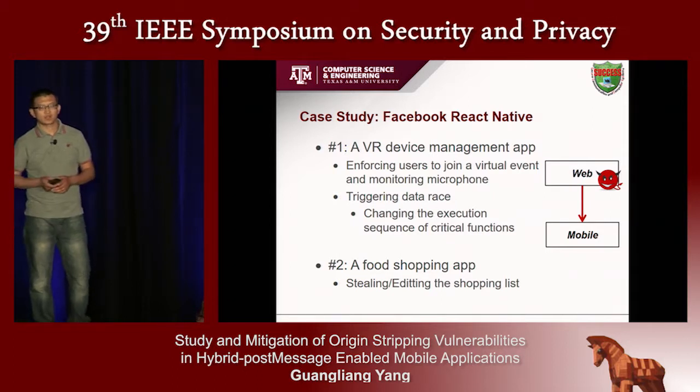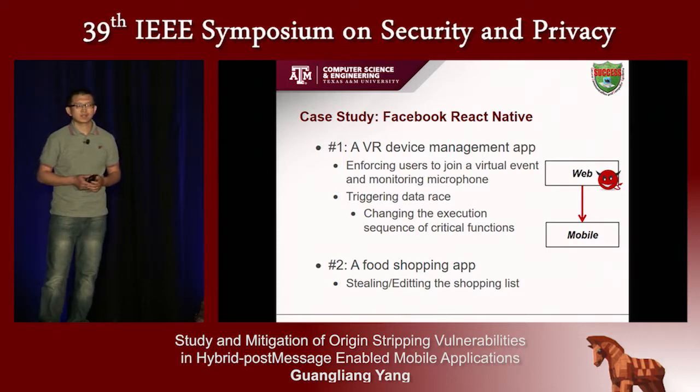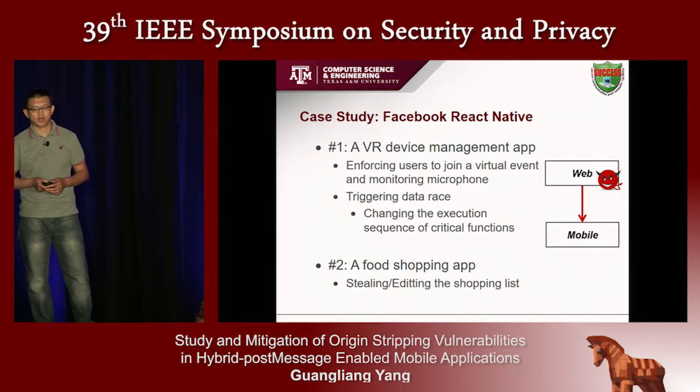An attacker can also trigger a data race to crash the app. It is done by sending some special commands from the web to the mobile platform and changing the execution sequence of some critical functions. Finally, the data race is triggered, and the app is crashed.